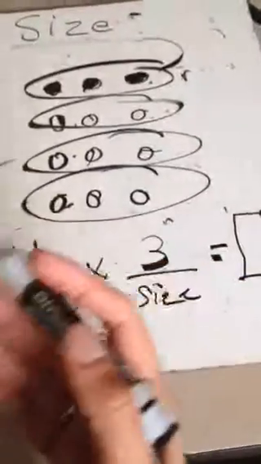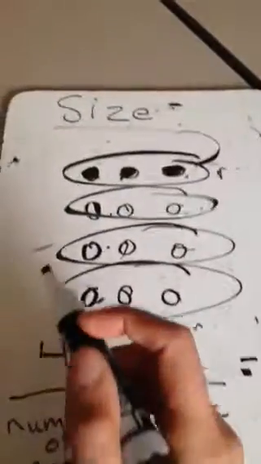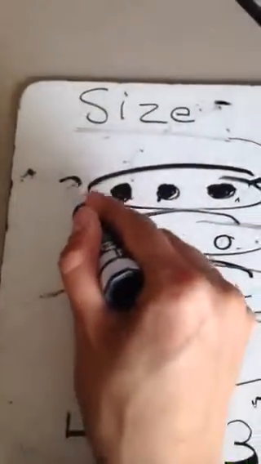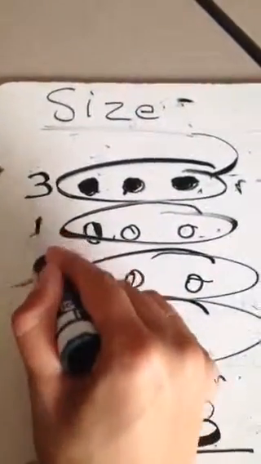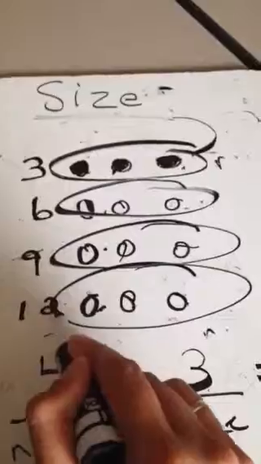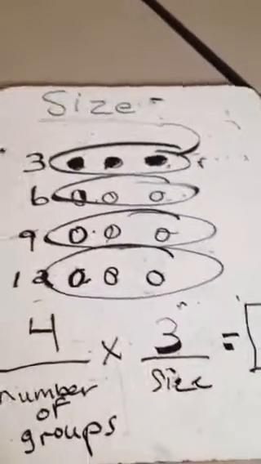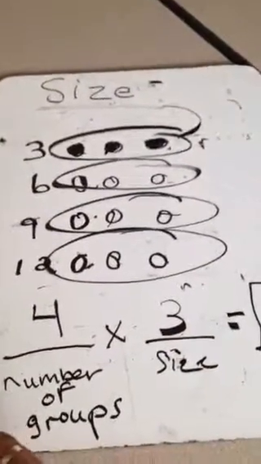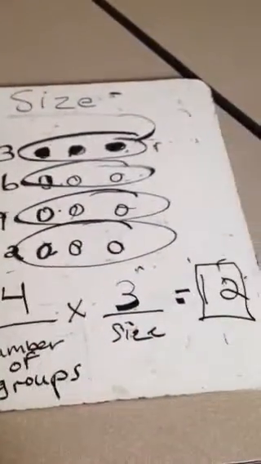Well, if you know that already, you've memorized it, great. If you don't, you can say 3, 6, 9, 12. So you're counting by, or another way to say that is you're skip counting by 3. The total number is 12. That's your product. That would be your multiplication sentence.